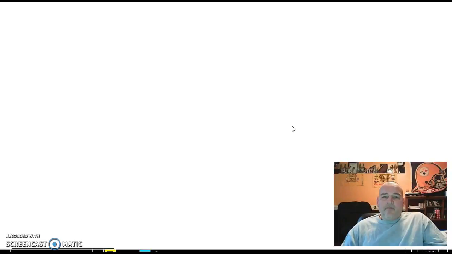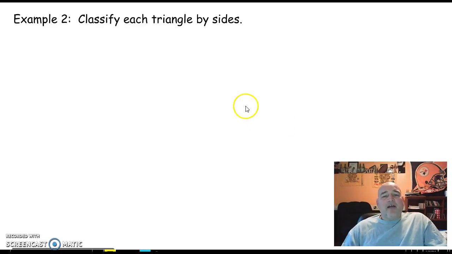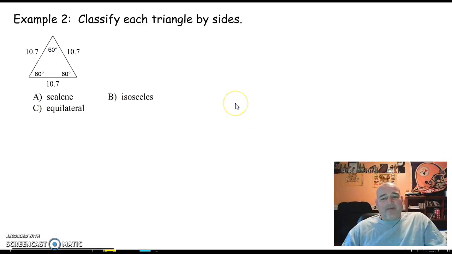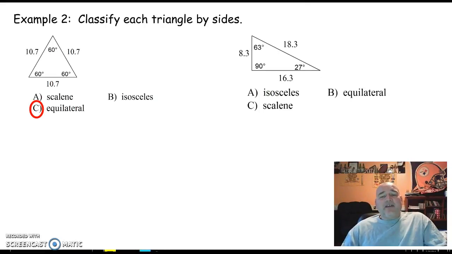Example 2, very similar to example 1, we're now going to classify the triangle by the sides that it has. So we look at the three sides. It has three congruent sides. Our first example is an equilateral triangle. Our second example. Again, we look at the three sides this time. It has no congruent sides. That makes it scalene.